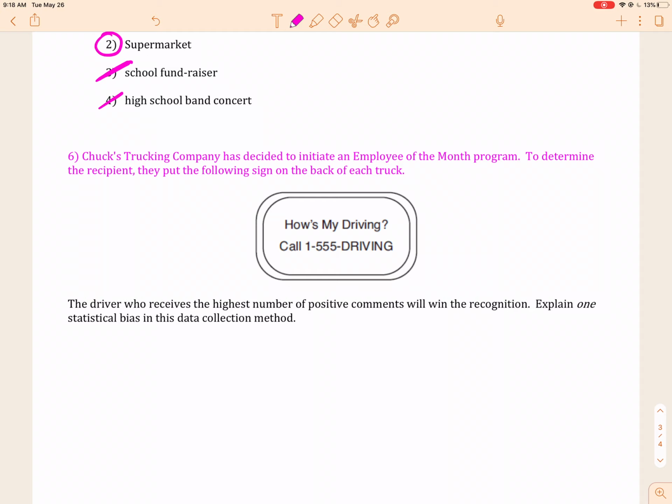So any statistical bias in this data collection method, you could explain any one you want of the two that we just talked about. All right, so try out the worksheet and we'll talk soon.